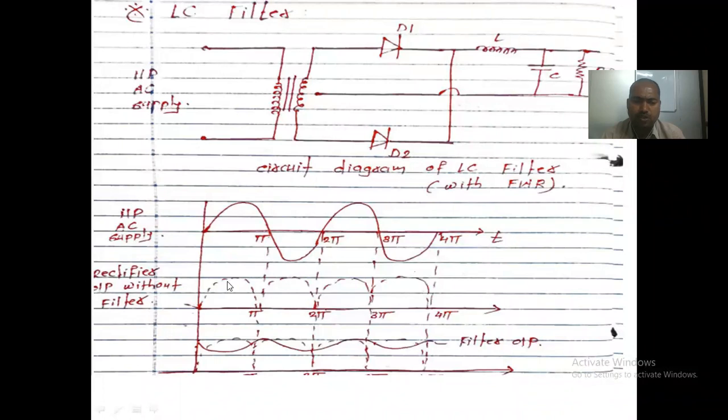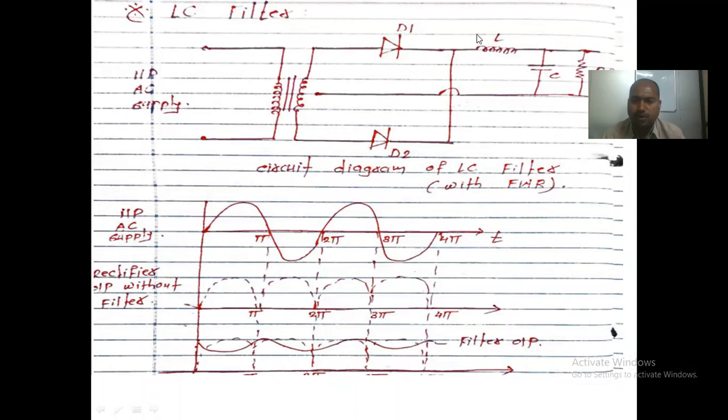Okay, so plus is coming across here, here also plus is coming, so all of the plus voltage is coming across your load. Okay, so this is the rectified output, which is without the use of a filter, meaning whatever output is coming across here.